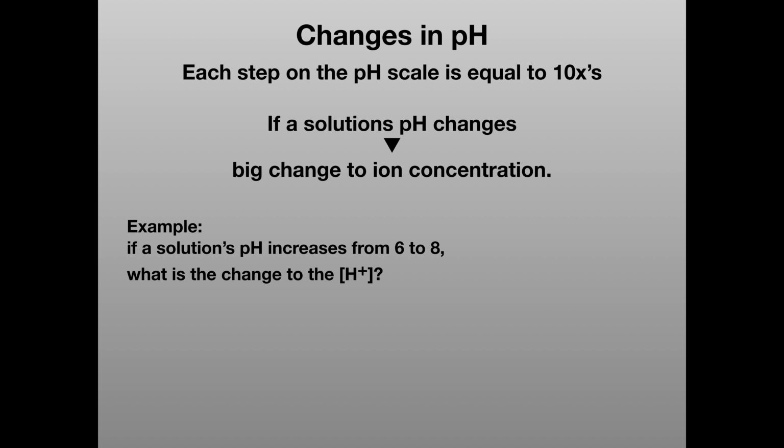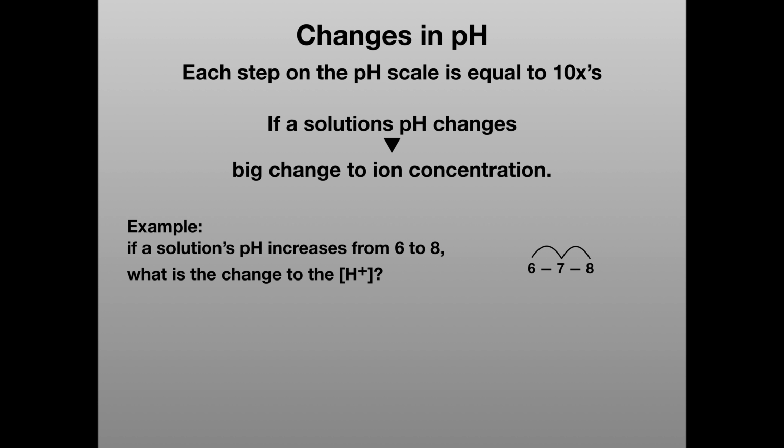So the first example, a solution has a pH of 6, it increases to 8. The question is, what is the change to the hydrogen ion concentration? At pH 6, the hydrogen ion concentration is 10 to the minus 6, whereas at pH 8, it's 10 to the minus 8. First let's consider how many steps we're moving. 6 to 7, that's 1. 7 to 8, that's another one, that's 2. Each step is worth 10.